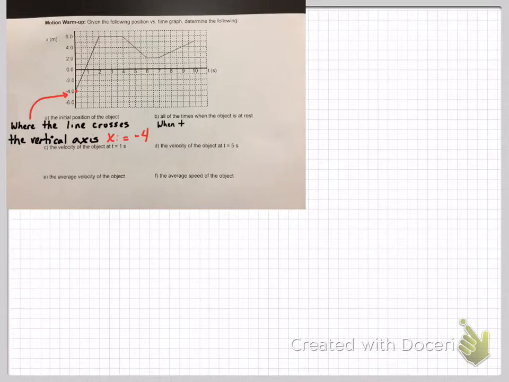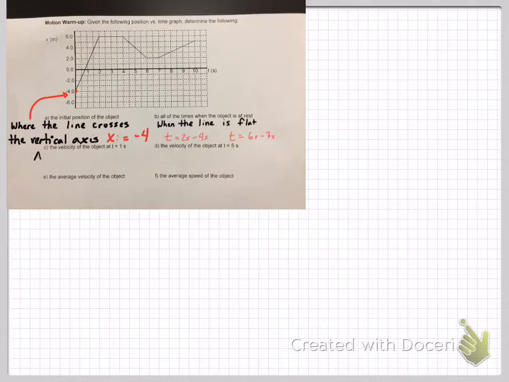The next question asks for all of the times when the object is at rest. Well, that is where the line is flat. Anytime the line is flat is where our object is at rest, because it's staying at the same position as time continues to tick on. We can't go back in time, we can only go forward in time. So if I stand still as time continues to go, the time moves, but I stand still, so the line appears to be flat. There are two moments where that happens: time equals 2 seconds to 4 seconds, and time equals 6 seconds to 7 seconds.